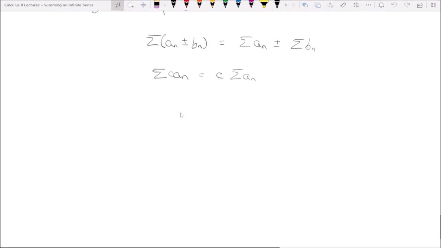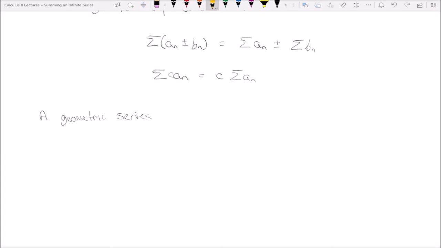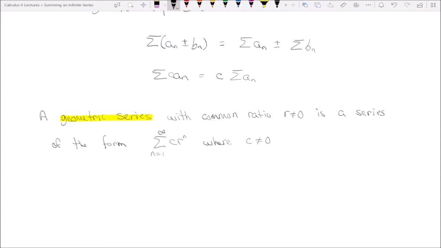A special type of series is the geometric series. And so a geometric series with common ratio r, which is not 0, is a series of the form sum n equals 1 to infinity c r to the n, where c is also non-zero.